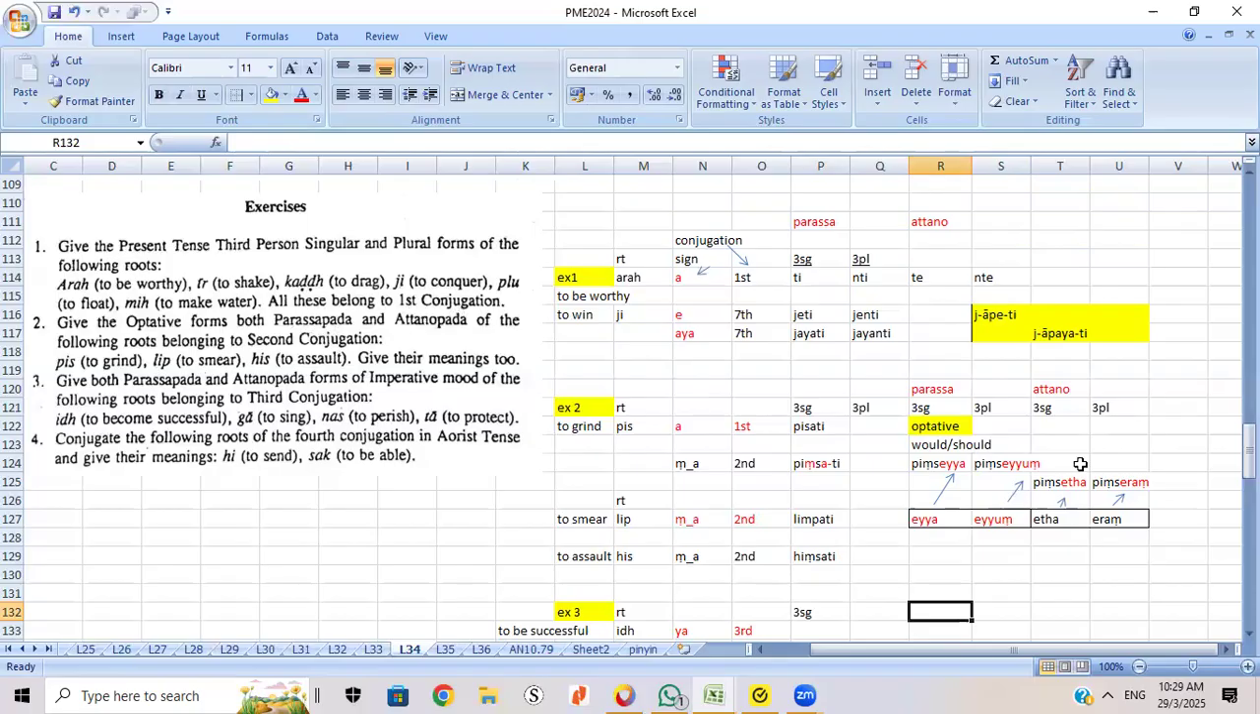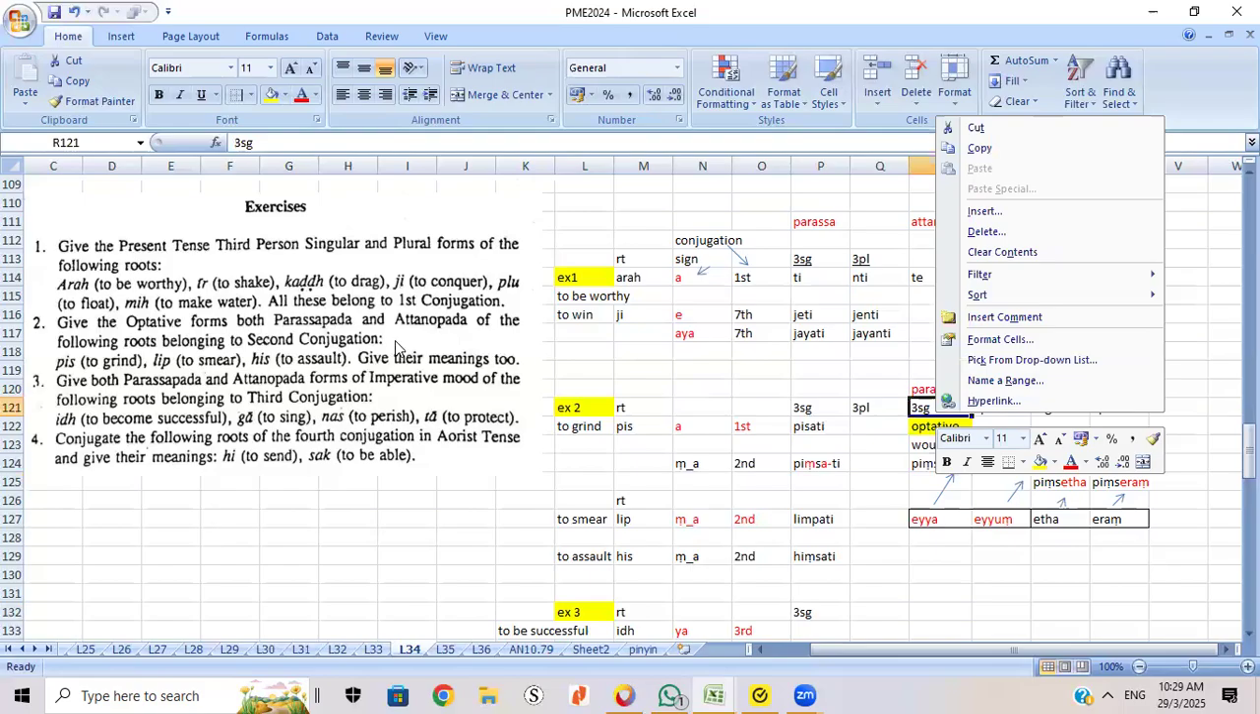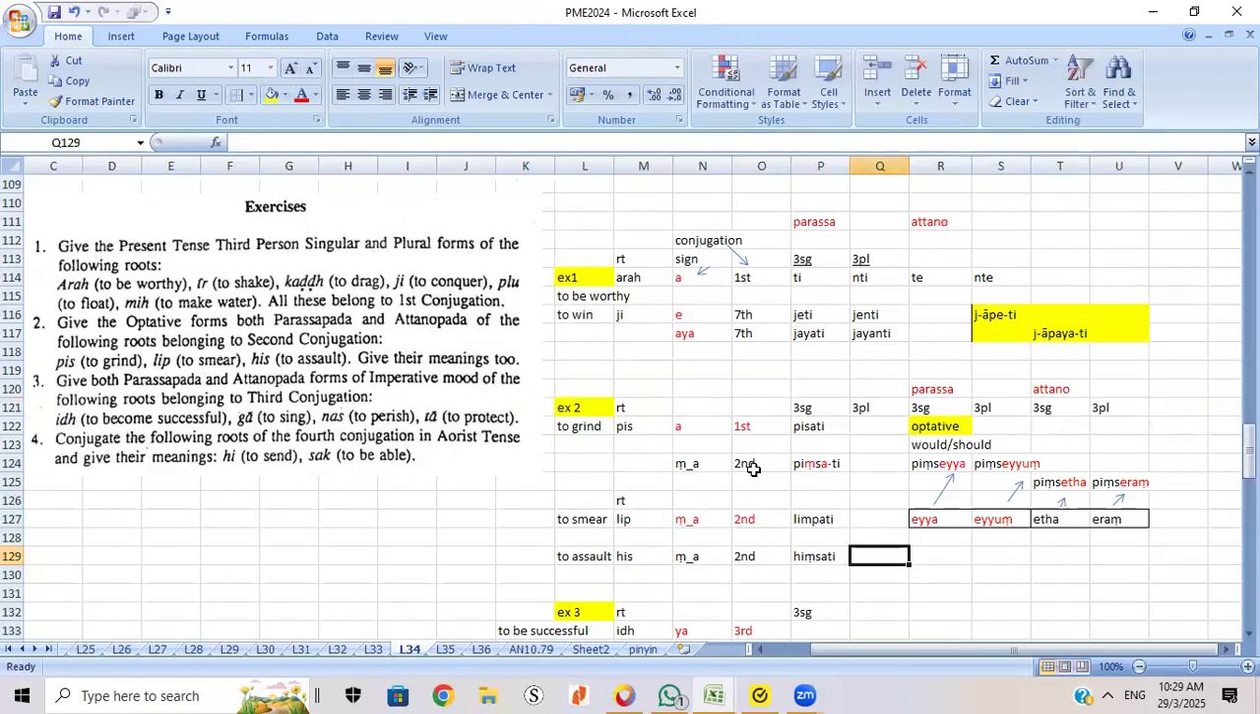Parasmaipada, Atmanepada. This is the one. These two. This is what he is asking you to do: the verbs following the root belong to the second conjugation. So this is second conjugation. Can you see a second conjugation? This is the one, second conjugation. So you have to read carefully, and then you are asked to do a second conjugation.